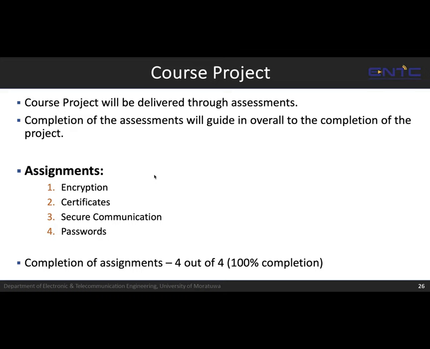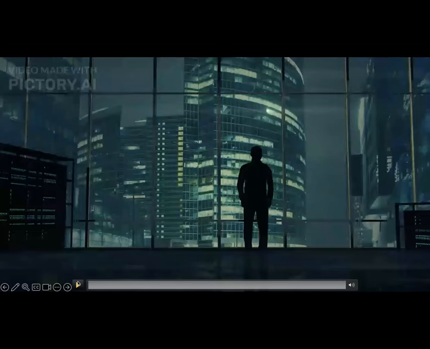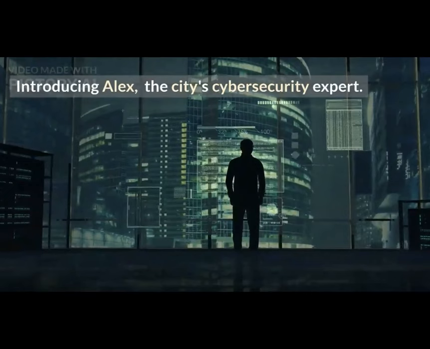Right. Now it brings me to some of the interactive content that we'll be covering throughout the session. Here is another story that we will be using to deliver the content or the concepts to you. Introducing Alex, the city's cybersecurity expert.